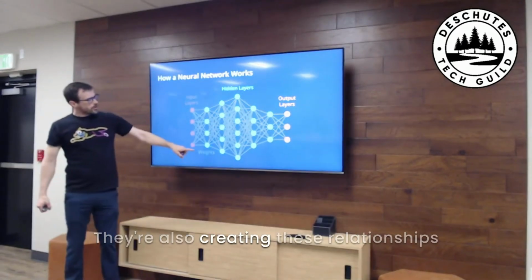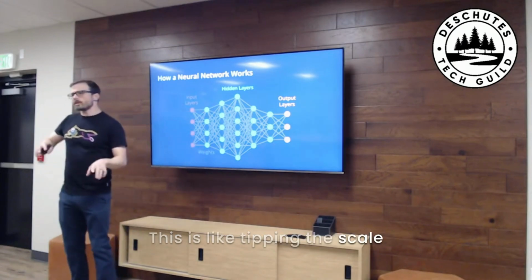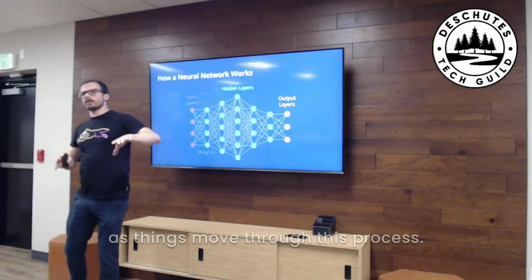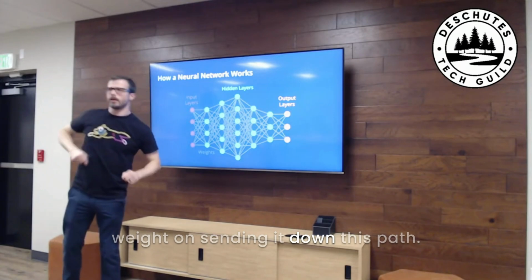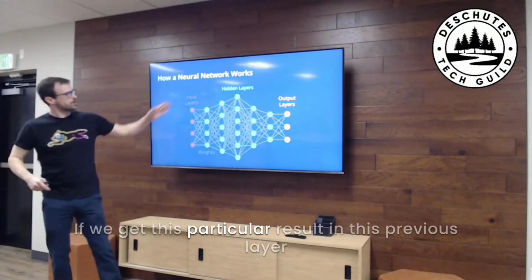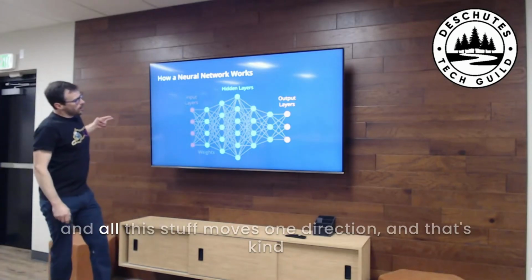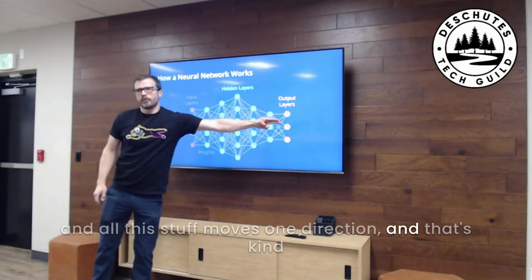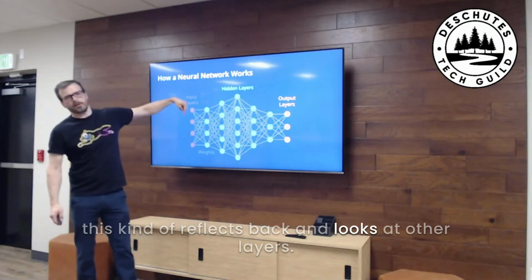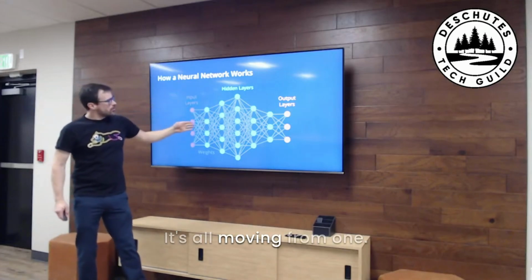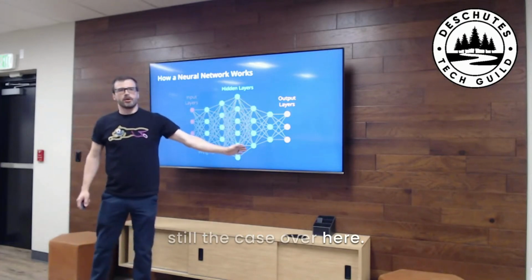They're also creating these relationships between these layers called weights. This is like tipping the scale as things move through this process. All right, now put a little more weight on sending it down this path if we get this particular result in this previous layer. And all this stuff moves one direction. That's kind of crucial to remember, that none of this reflects back and looks at other layers. It's all moving from one. So whatever we decided here is still the case over here.